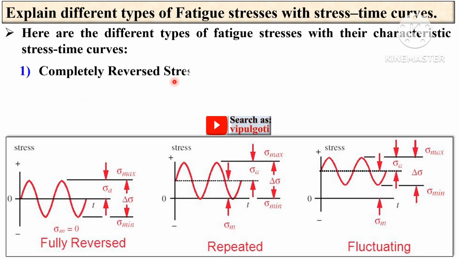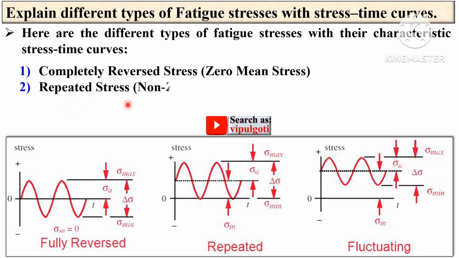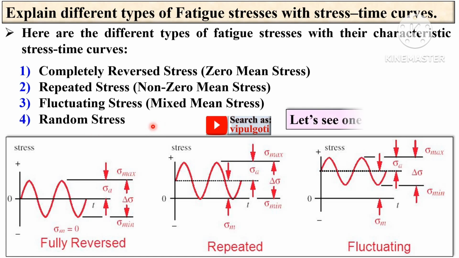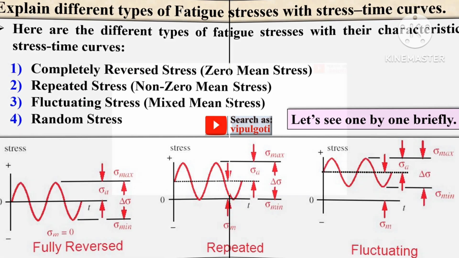First, completely reversed stress, sometimes called zero mean stress. Second, repeated stress, also known as non-zero mean stress. Third, fluctuating stress, having mixed mean stress. And fourth, random stress. Now let's see, one by one, briefly, all these four different types of stresses.